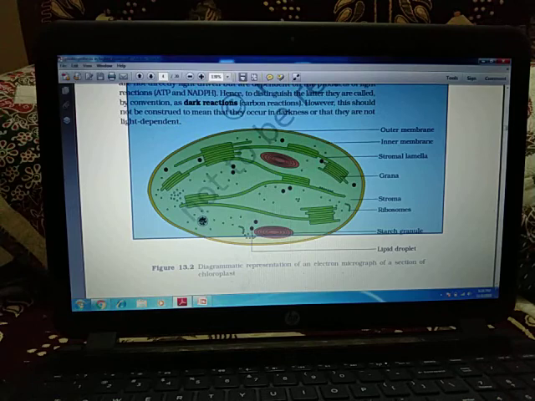Now with this we have the conclusion of the chloroplast. In our next video we'll discuss the photosynthetic pigments, the various pigments that are involved in photosynthesis.